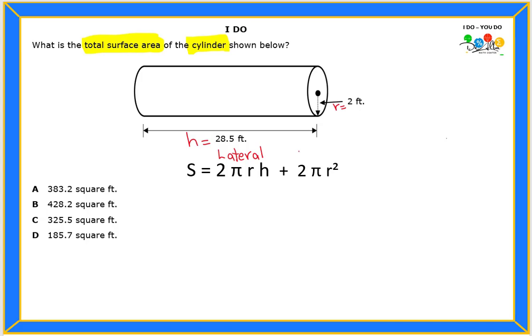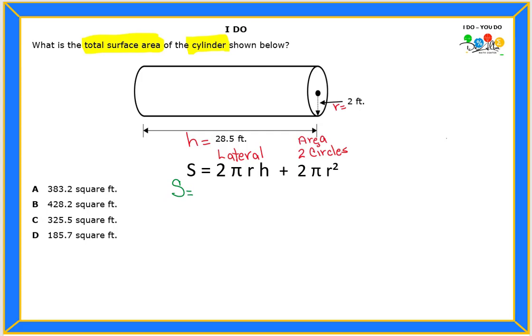So this one is the area of the 2 circles, or the 2 bases, right? So now that we identified that, well, let's go ahead and start replacing values, okay? So I'm going to start a little bit more to the left because I know I'm going to have quite a few numbers to replace.